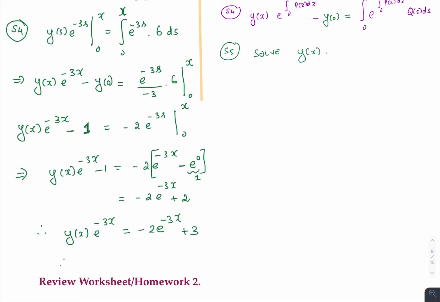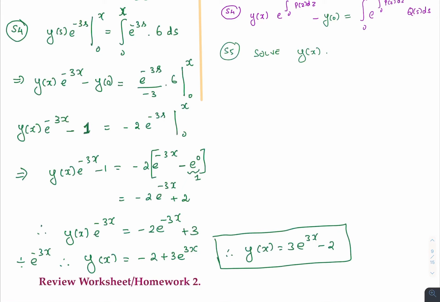Therefore, the solution is y of x equals, I'm going to divide both sides by e to the negative 3x. I'm going to have negative 2, and the e to the negative 3x is going to be gone, plus 3 e to the 3x. If I rewrite it, the solution is y of x equals 3 e to the 3x minus 2. And that's how we solve using a definite integral.